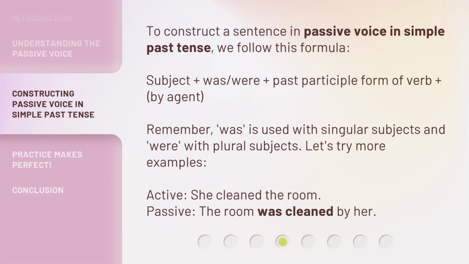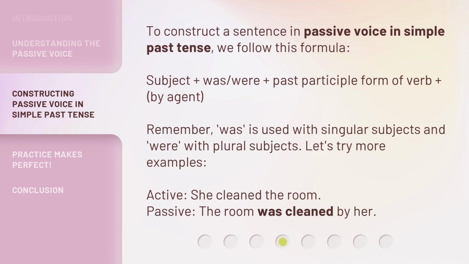To construct a sentence in passive voice in simple past tense, we follow this formula. Subject plus was/were plus past participle form of verb plus by agent. Remember, was is used with singular subjects and were with plural subjects.